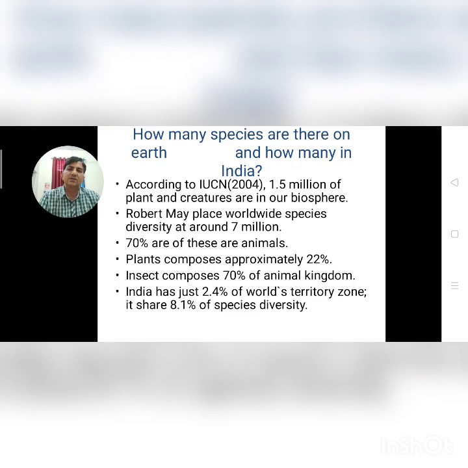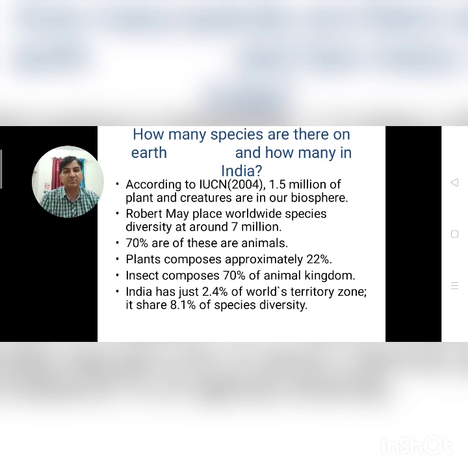So now the question arises: how many species are there on Earth, and how many in India? The data is quite old. You can search for the new data. According to the IUCN, in 2004, 1.5 million plants and creatures were present in our biosphere. These are all rough estimates.